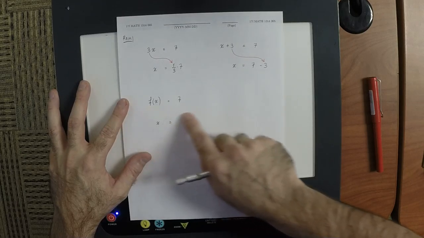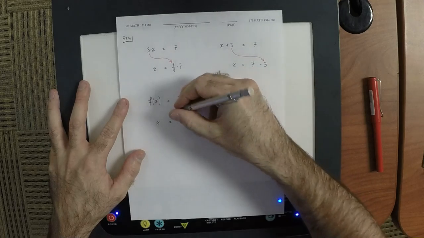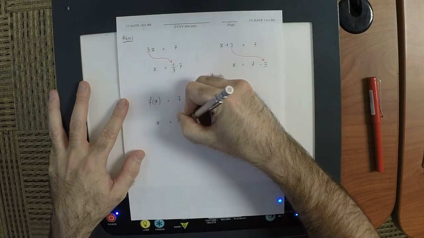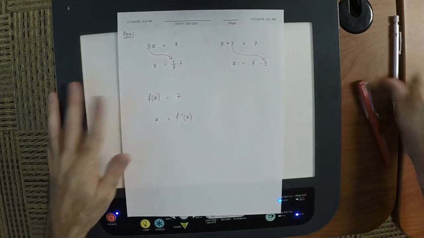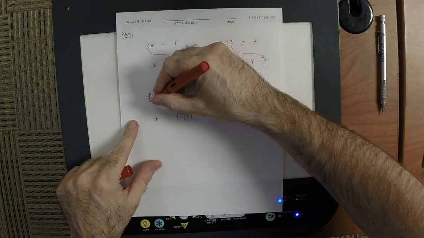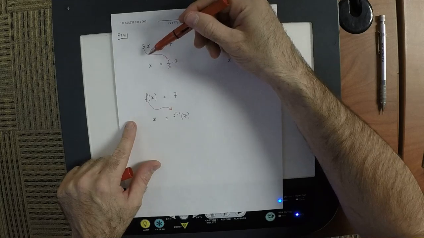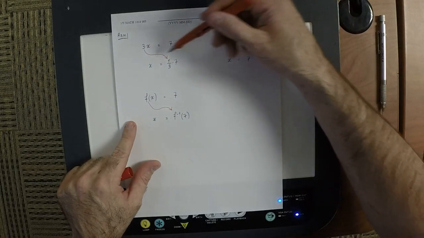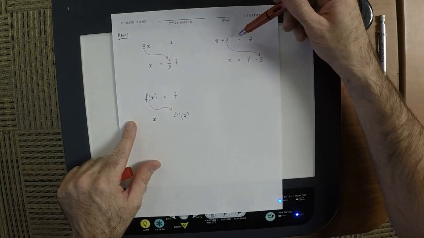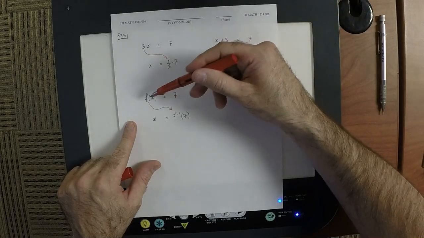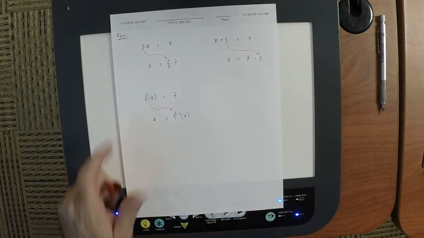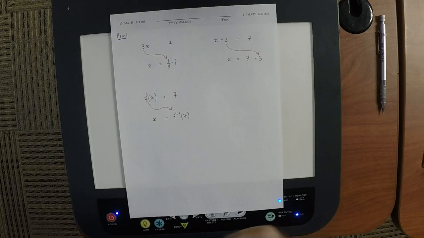So then what goes on the other side? f inverse. That's how you get f to change sides. Just like this 3 changes sides, this multiply by 3 changes sides, this add 3 changes sides, this apply f changes sides. And when it moves to the other side, it's f inverse.